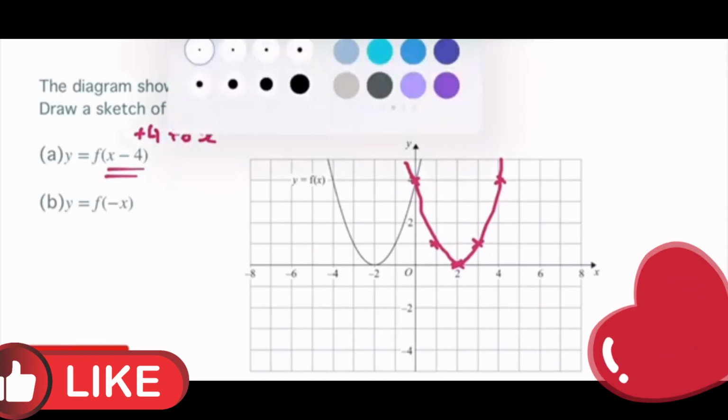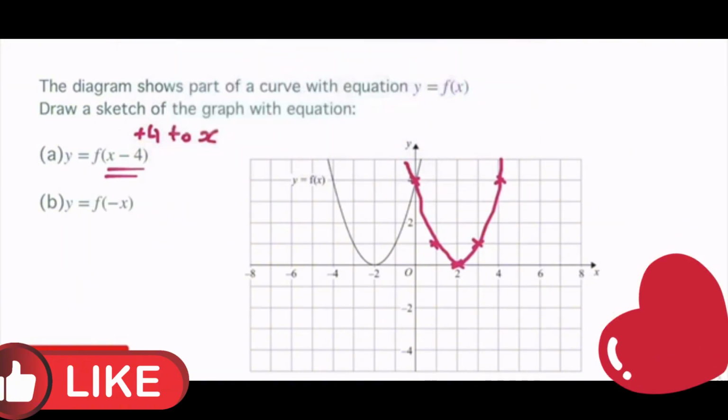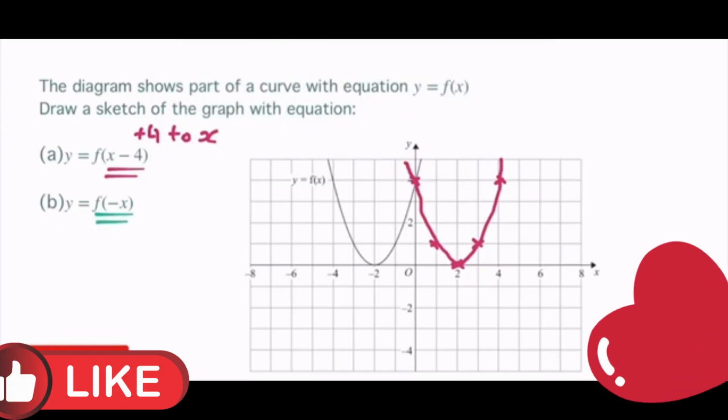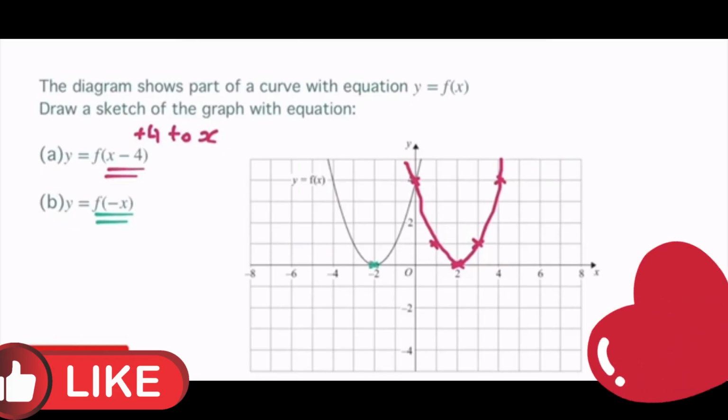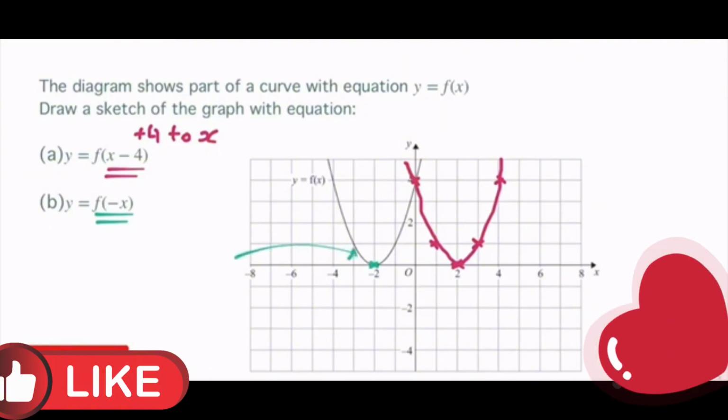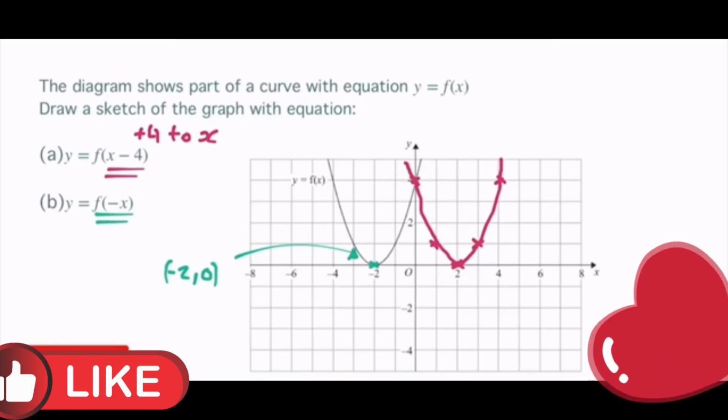And let's have a look at part B here. We've got y equals f of minus x. Now minus x, we know, changes the symbol on the x coordinates. So again, if we pick a coordinate, let's pick this one to start with. Let's label this over here. That coordinate there is minus 2, 0. So if we swap the symbol on the x coordinate there, that's going to become positive 2, 0. So positive 2, 0.